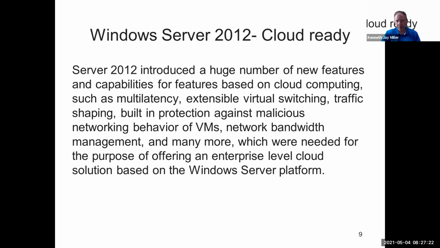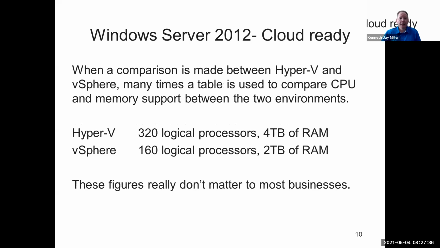So keep that in mind, that the server we're working with is optimized and designed to work hand in hand with the cloud, right? Now, when a comparison is made between Hyper-V and vSphere, right? A lot of times there'll be a table, and the capabilities of the CPU and the memory are really so large that it's incomprehensible, right?